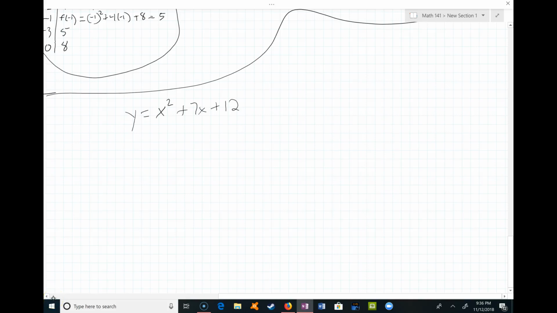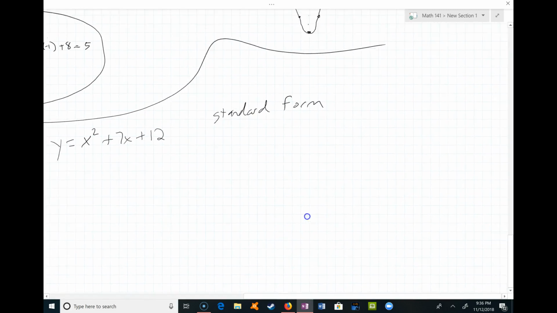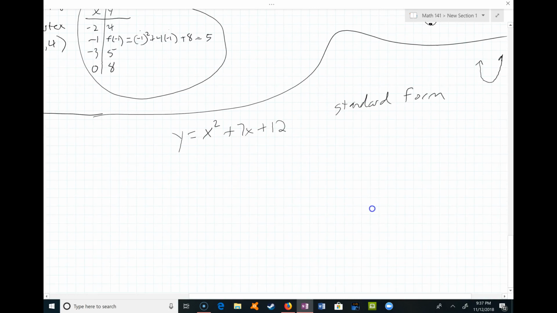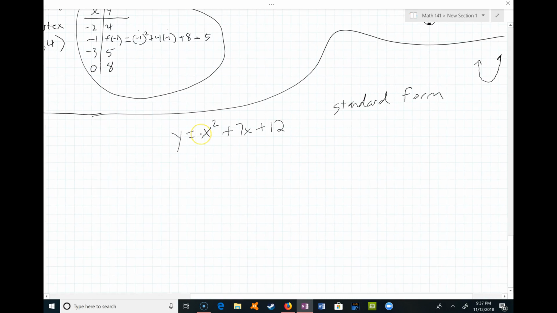Okay, so we're going to talk about how to switch back and forth from form to form. This right now is in standard form. Before we do that, though, I wanted to point out one thing that I haven't talked about yet. All the parabolas we've graphed so far have been looking like this, but a parabola can also go the other way. And the way you tell that is by looking at the leading coefficient.